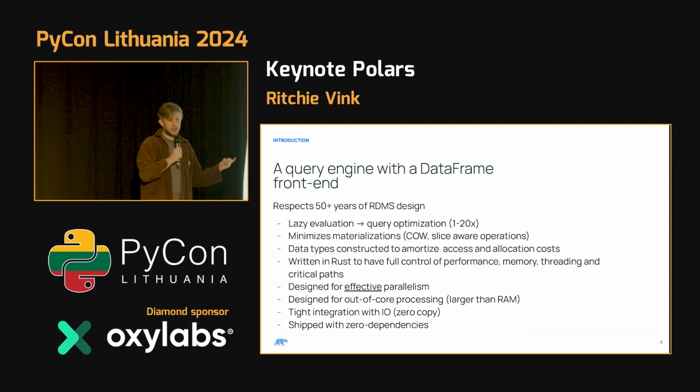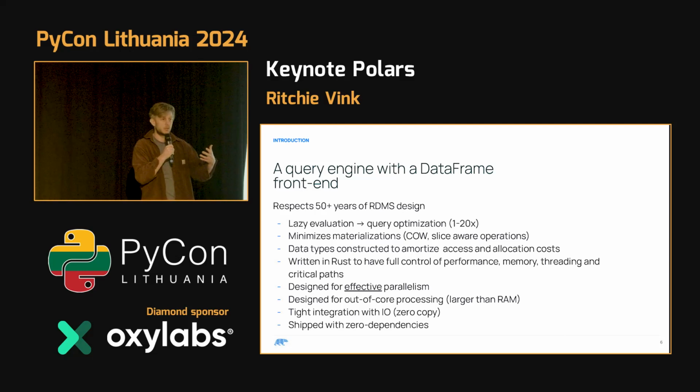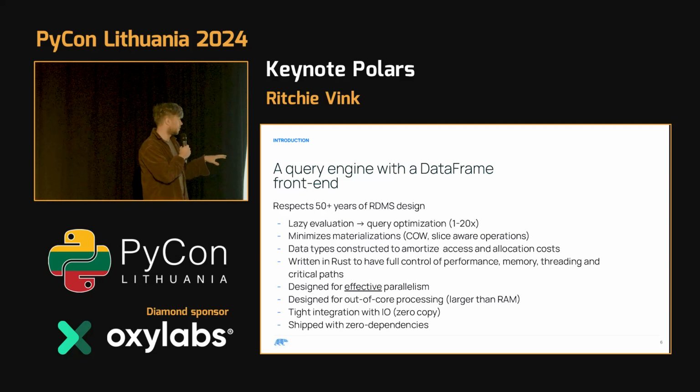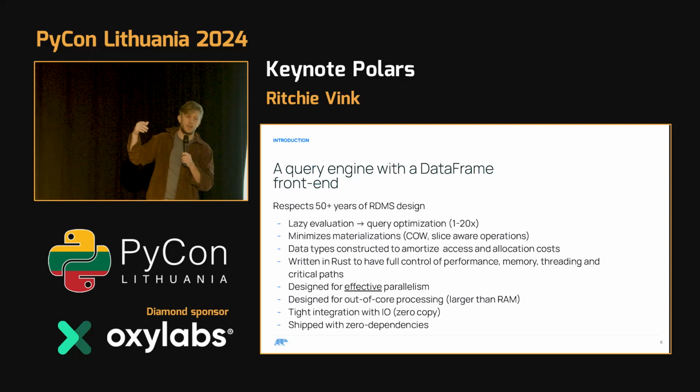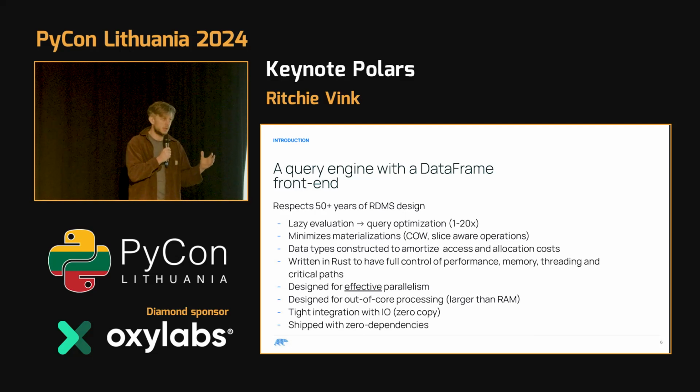We minimize materializations. Materialization is producing data as an intermediate structure. And we use copy on write. We are slice aware in operations. That means that if we do a sort, but you only need the first 100 rows, we make sure we do a top K, for instance. So we don't have to first materialize a whole sort and just take the first 100 rows, which would be wasteful. The data types are constructed to amortize access and allocation cost.